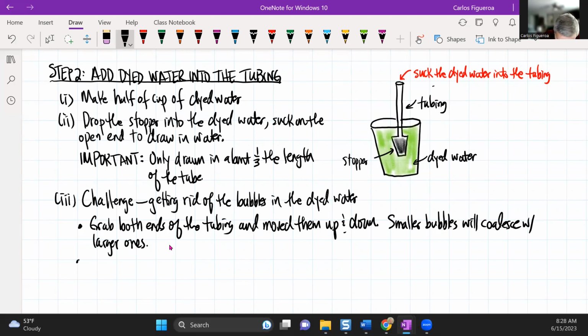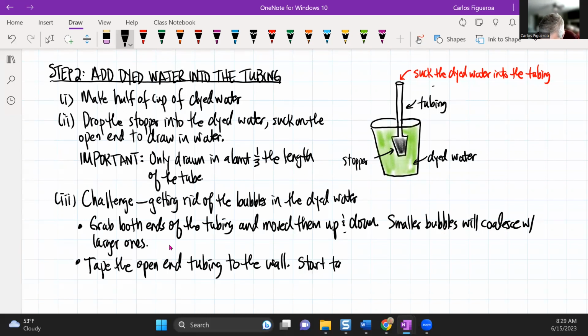Now, what I did here is tape the open end of the tubing to the wall. That frees up one of your hands. Now take your hand and start tapping on the tubing to force bubbles upwards.